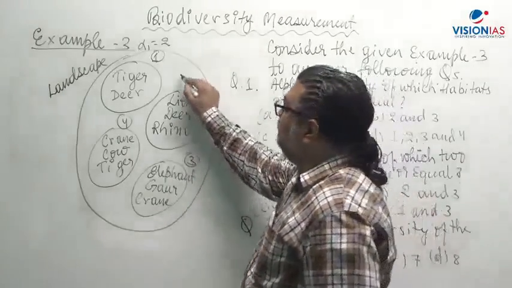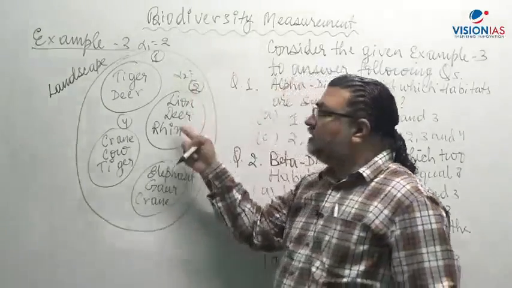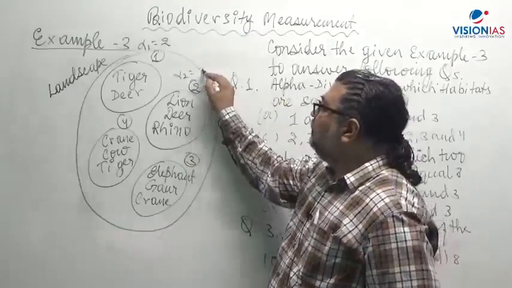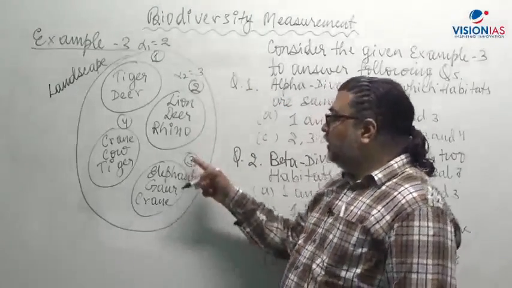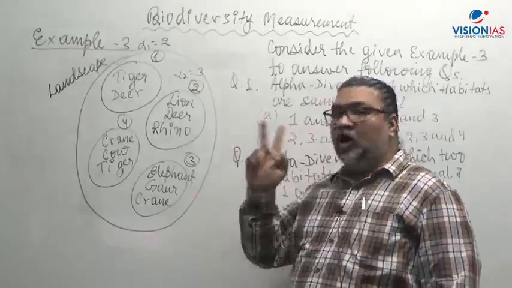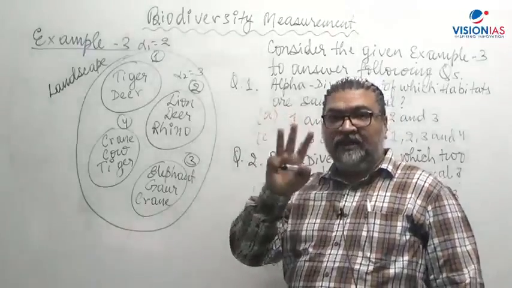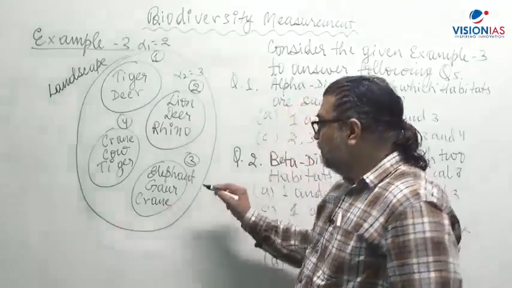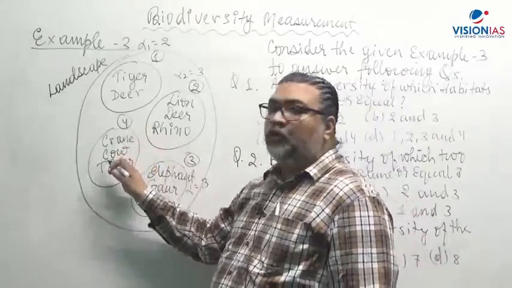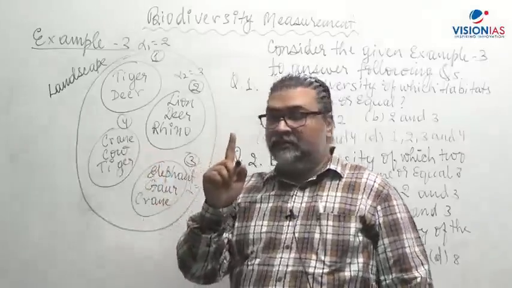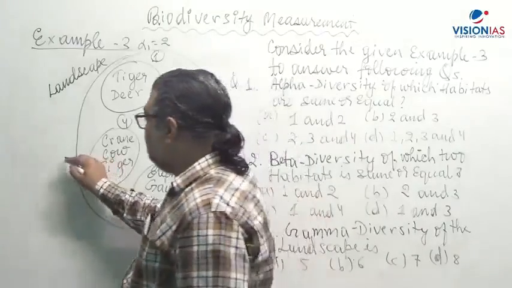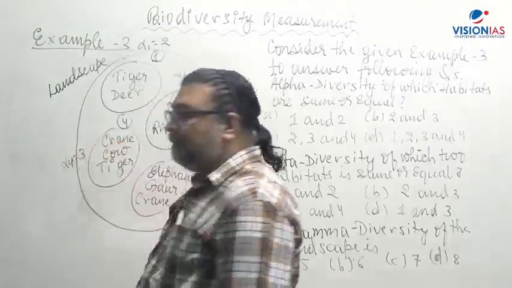Alpha of second, how many species are there in the second habitat? Lion, deer and rhino. 3 are there. So alpha of second is 3. Now alpha of third habitat. In the third habitat, you have elephant, gaur and crane. Crane is a bird. So 3 species. So alpha 3 is 3. Now habitat 4 has crane, cow and tiger. 3. So alpha of habitat 4 is 3.